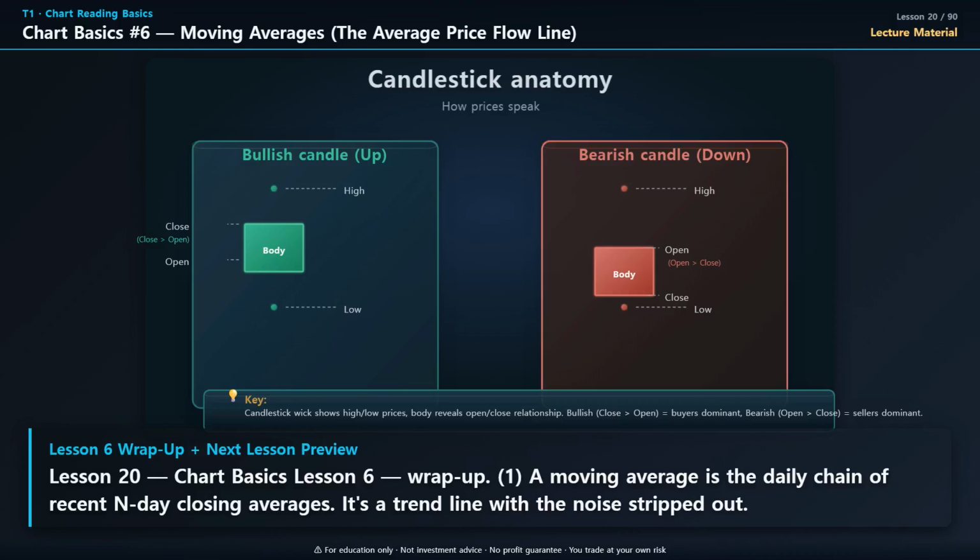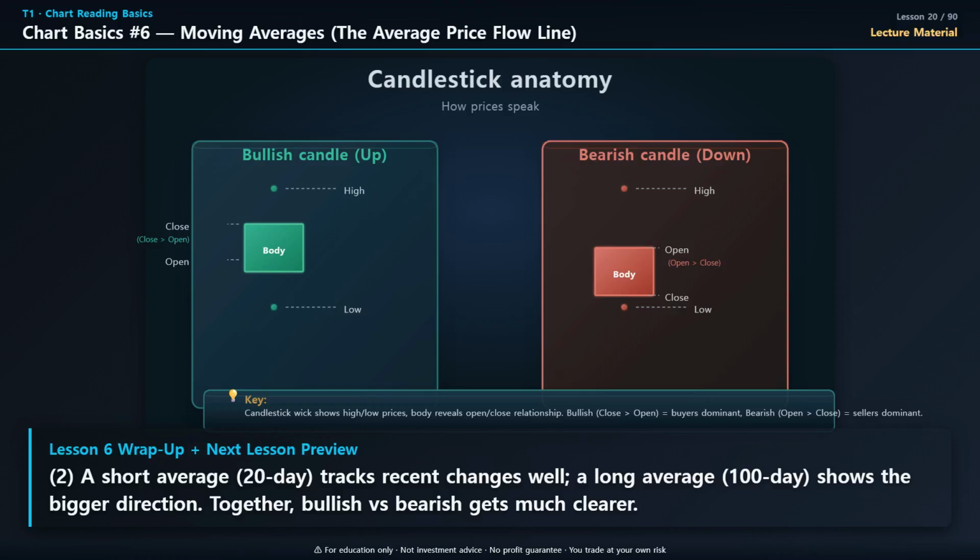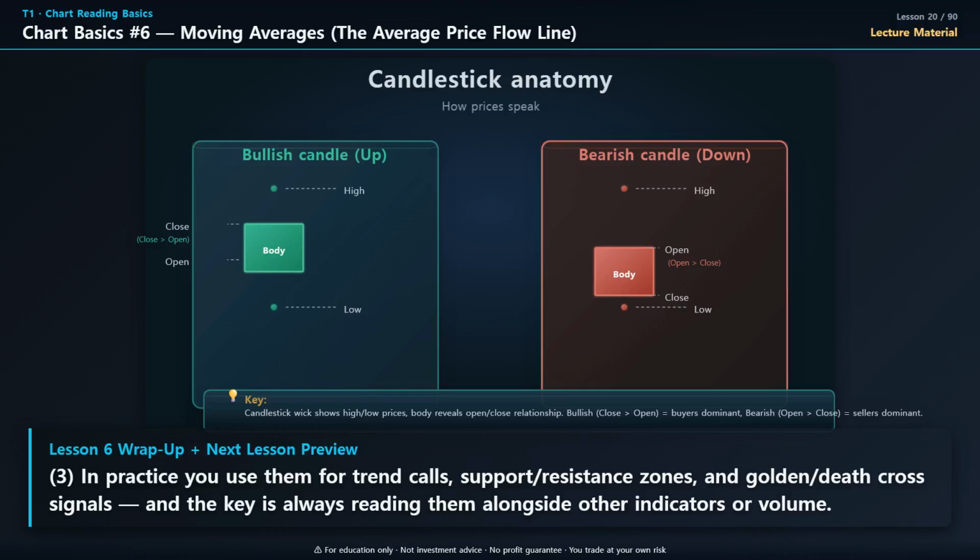Lesson 20, Chart Basics Lesson 6, Wrap Up. 1. A moving average is the daily chain of recent end-day closing averages. It's a trend line with the noise stripped out. 2. A short average, 20-day, tracks recent changes well. A long average, 100-day, shows the bigger direction. Together, bullish versus bearish gets much clearer. 3. In practice, you use them for trend calls, support/resistance zones, and golden/death cross signals, and the key is always reading them alongside other indicators or volume.